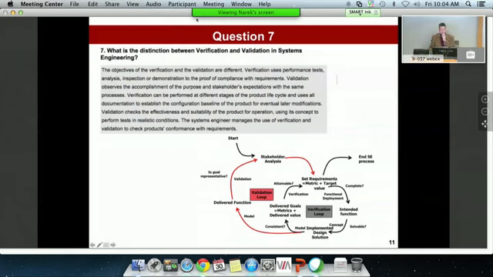All right, question 7. I think most of you got this right. We're going to get to verification and validation in a lot more detail, but there is a distinction. Some people use verification and validation interchangeably. They think it's different words for the same thing. That's not quite the case.